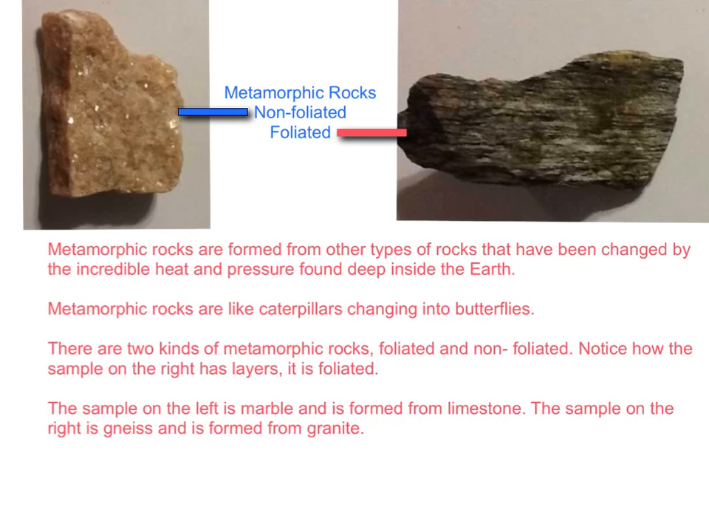Another one of the three types of rocks in the rock cycle are metamorphic rocks. Metamorphic rocks are formed from other types of rocks that have been changed by the incredible heat and pressure found deep inside the earth. Metamorphic rocks are like caterpillars changing into butterflies. There are two kinds of metamorphic rocks, foliated and non-foliated. Notice how the sample on the right has layers. It is foliated. The sample on the left is marble, and it is formed from limestone. The sample on the right is gneiss and is formed from granite.